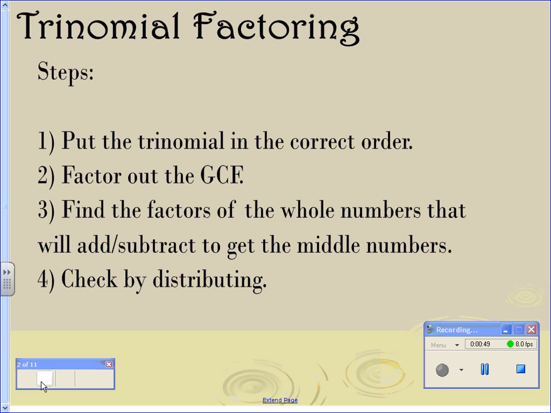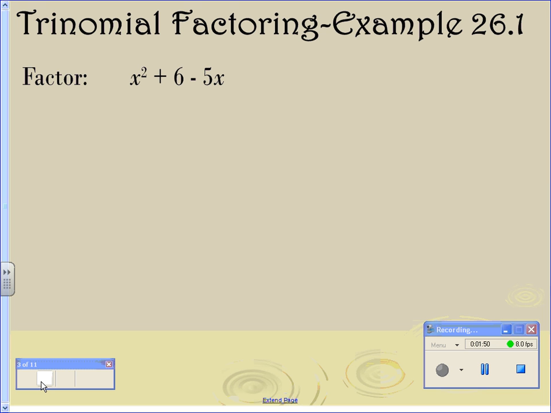Then you're going to find the factors of the whole numbers that will add or subtract to get the middle numbers. And then you'll check your work by distributing. So there's an example. Do those look familiar?